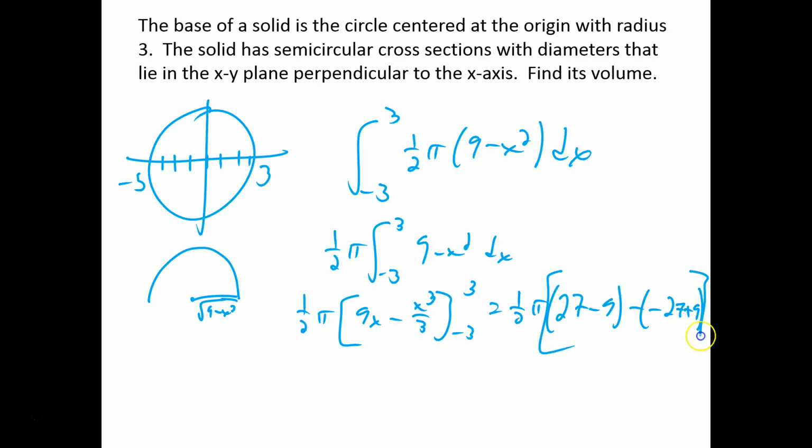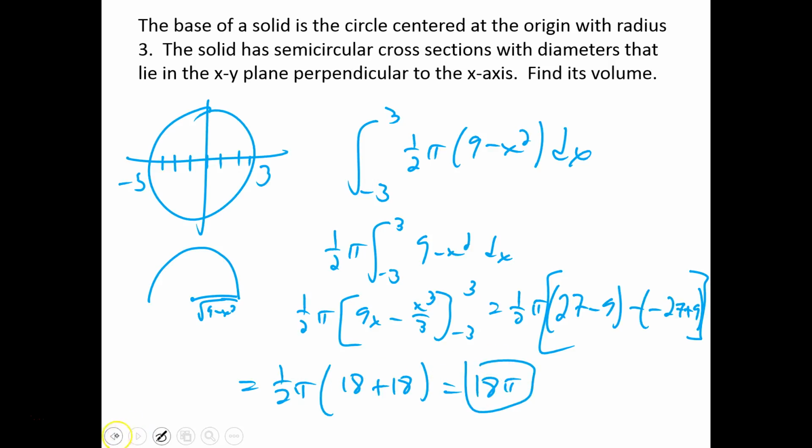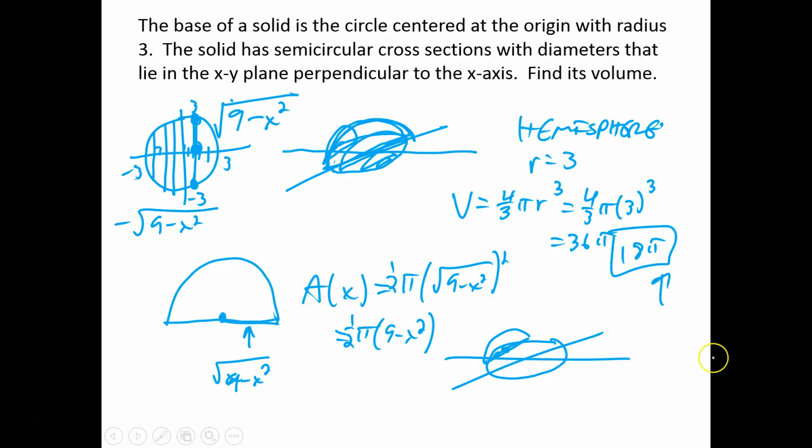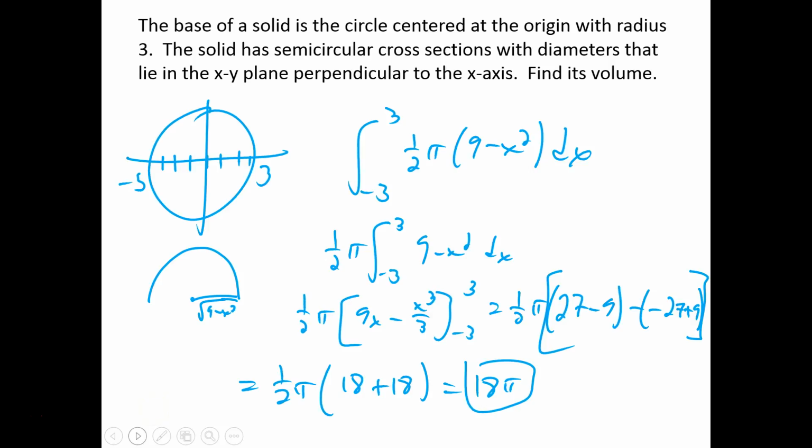All in brackets. So that's 1/2 pi times 27 minus 9 is 18, minus negative 27 plus 9. So negative 27 plus 9 is negative 18, so that's plus 18 again. So that's half of 36 pi, which is 18 pi. And I believe that's exactly what we're going for. So we did it using geometry, just using the formula, and now we've shown that the calculus works out again.